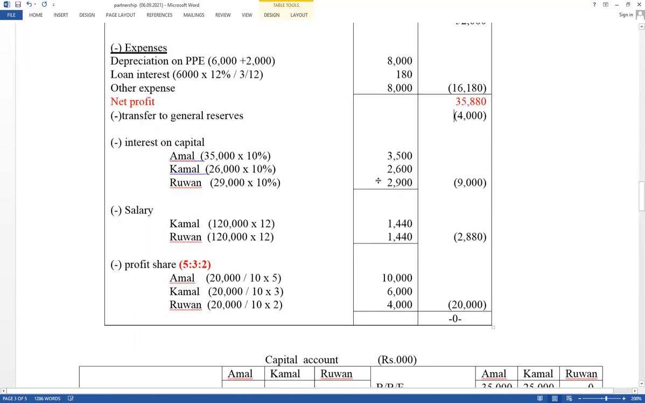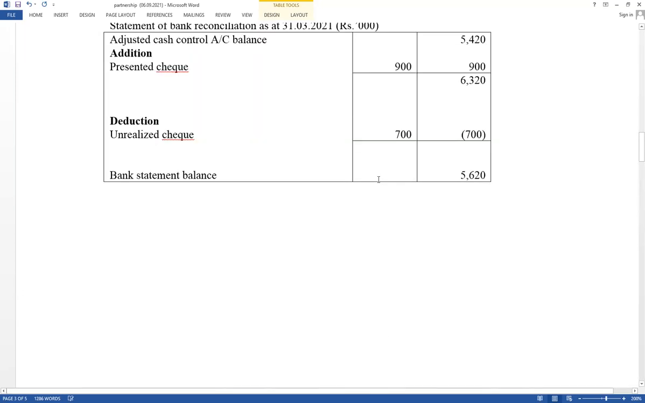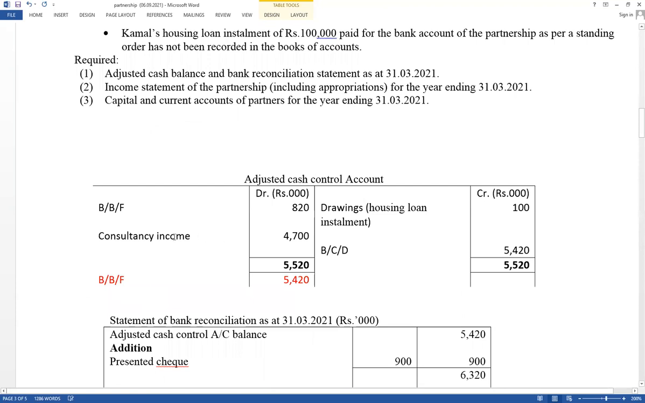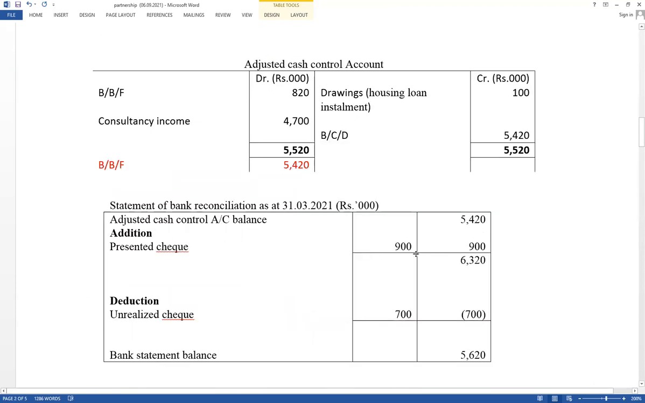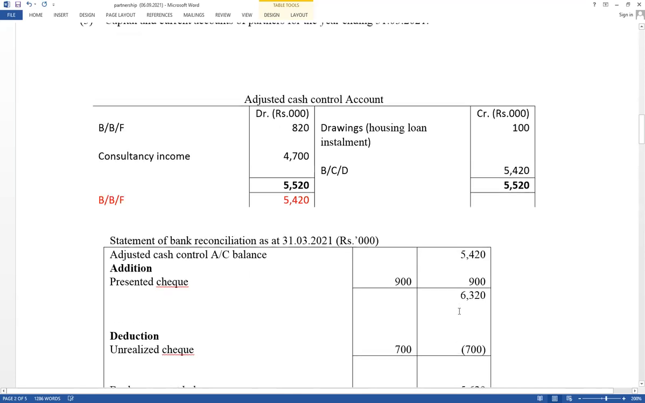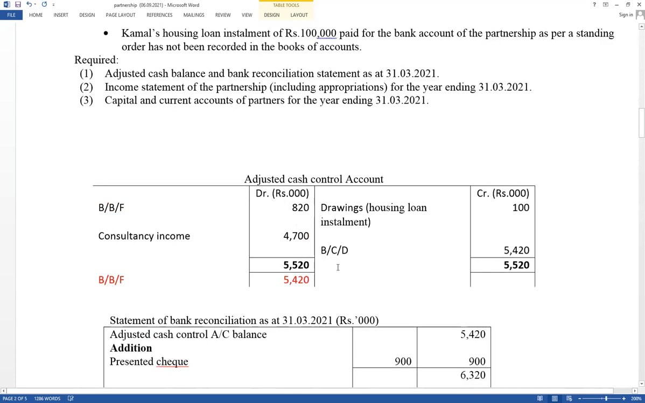Think about the bank reconciliation part. In the bank reconciliation, unpresented items and uncredited items should be included. But the bank statement balance should not be included in the financial statement. Those are the things to keep in mind. The financial statement should include only the adjusted cash control account balance, which should be included under current assets.